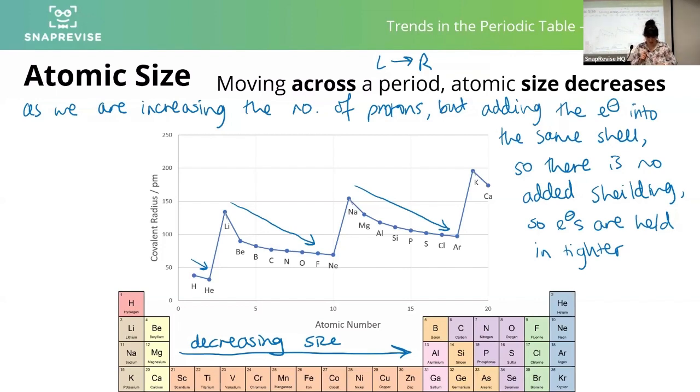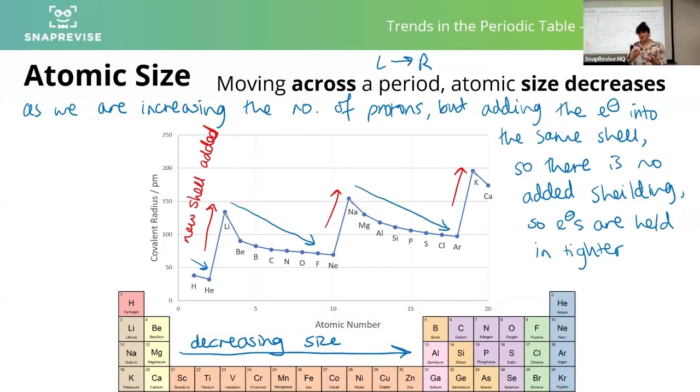One thing that you can see really beautifully in this graph is just the jump up when you add a new shell. Because the outer electrons are now being shielded by a layer of electrons effectively between them and the proton. So you can see there, a new shell is added, so there's increased shielding.